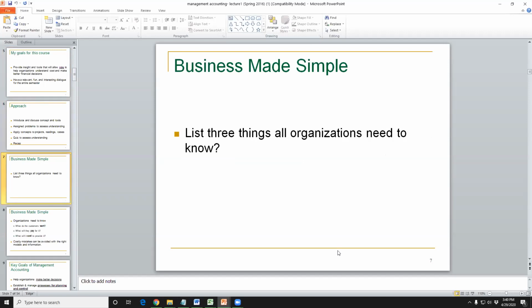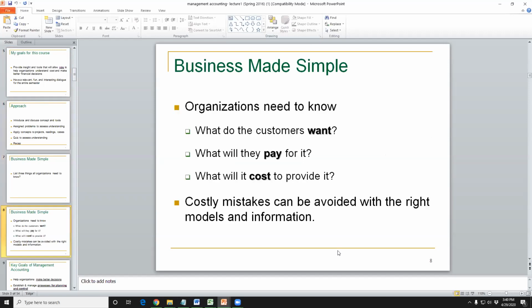So what are three things organizations need to know? They need to know what customers want. That's a marketing and sales function. They need to know what they'll pay for it. That also falls in the realm of marketing, sales, and understanding the marketplace. And they need to know what it will cost to provide it. And that's really the role of the management accountant. Not the only role, but a key role within the organization, is that we have to understand what things cost so organizations can determine some key decisions around that. And when we fail to understand cost, then it creates big problems for organizations.